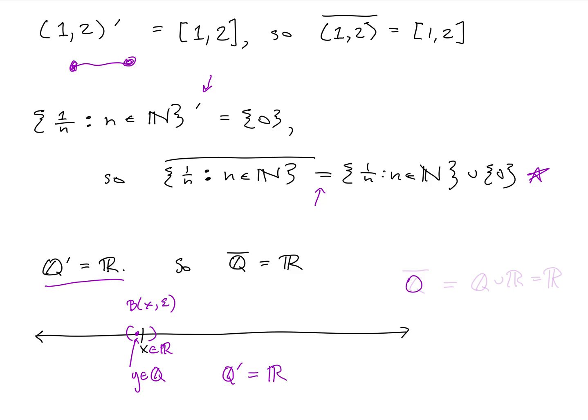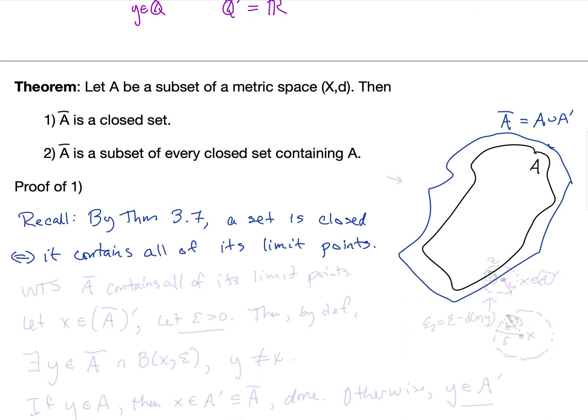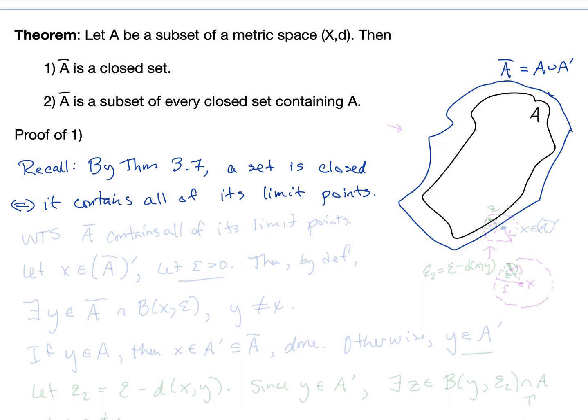So again, it's the case that the closure of the rational numbers in the usual metric is the original set unioned with its limit points, in this case, the whole set of real numbers. All right, so here is a theorem about any subset of a metric space (X, d). If A is a subset of a metric space, then first of all, A closure is a closed set, and secondly, A closure is a subset of every closed set containing A. So let's think about that.